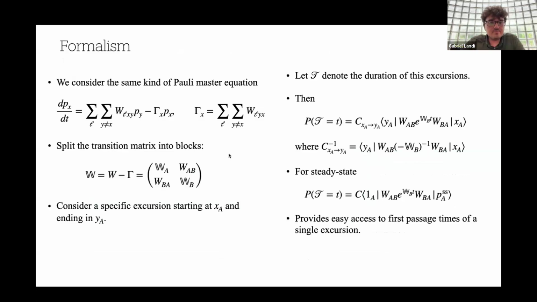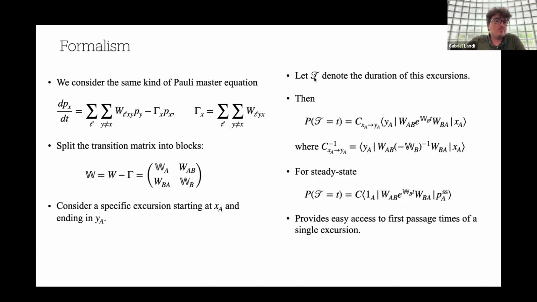So here's the formalism. We consider a master equation that has the same form that we had before. And we are going to split the transition matrix into blocks. So we have A, B, and you have the matrices that connect A and B. And now we're going to consider an excursion that starts in a specific state XA and ends in a specific state YA.